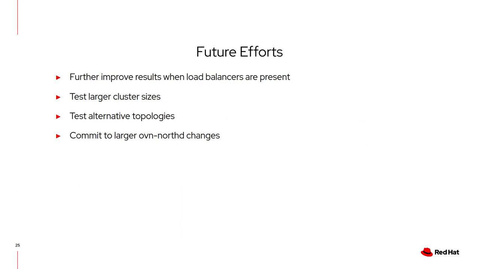Most of our performance tests were centered around OVN Kubernetes topology. With the testing tools we now have, we could also craft new tests that use different topologies to see how those perform. And probably the biggest elephant in the room is to try some larger ovn-northd changes. That's a topic on which an entire talk could be made, and probably has.